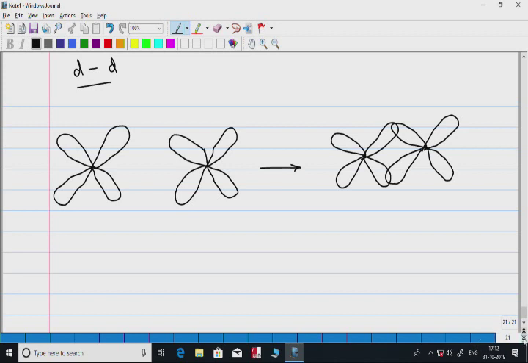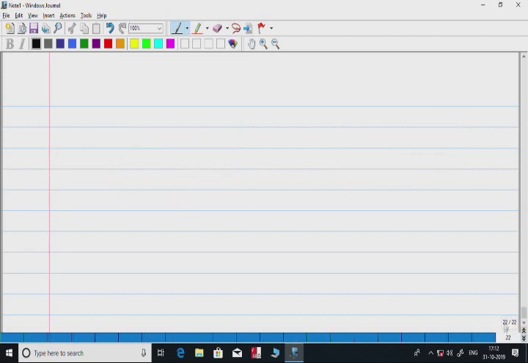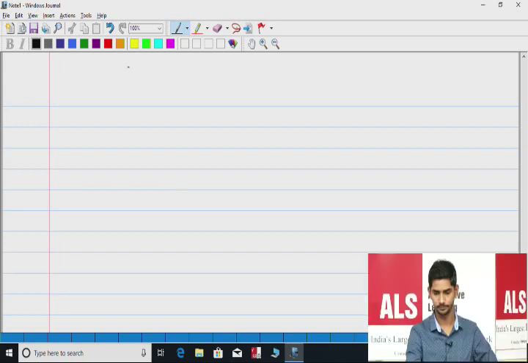Okay, guys, so this is how you can get the sigma and the pi bond. So let's prepare a difference table between the pi and the sigma bond, which is very important for the examinations. You can copy with me. Sigma bond. This is pi bond.